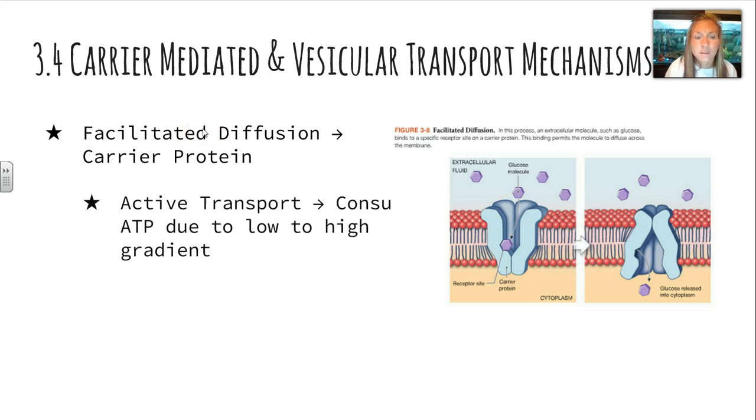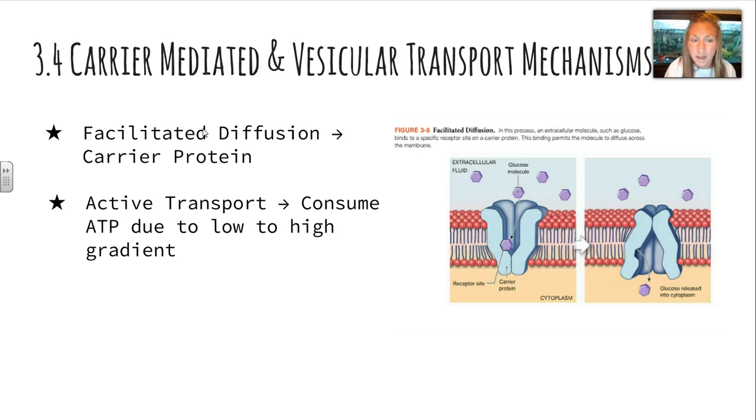And then another type of transport would be active transport. This is the one that requires energy. So we're going to consume ATP due to a low to high gradient. So you can kind of think of it as going up a hill. So energy or your pumps are needed to push whatever it is that's trying to get through past that low to high gradient.